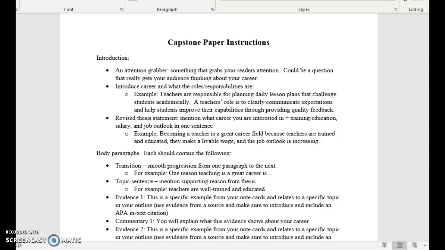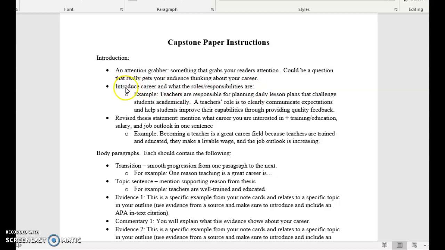Okay. So first of all, you're going to have some sort of attention grabber. Again, an attention grabber is exactly what it sounds like. It grabs your reader's attention. So maybe it's a question that really gets your audience thinking about your career. Like, what if there were no teachers in the world, right? That would kind of grab your reader's attention. Again, you'll come up with a better question than that probably, but just think of something to grab your reader's attention. I would suggest just a question because that's an easy way to start it off.